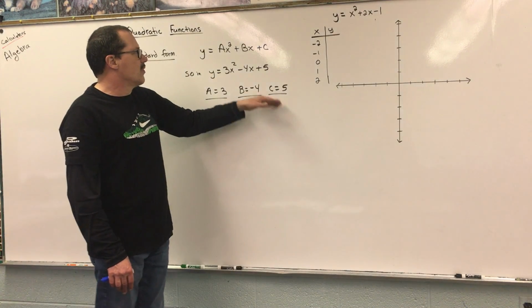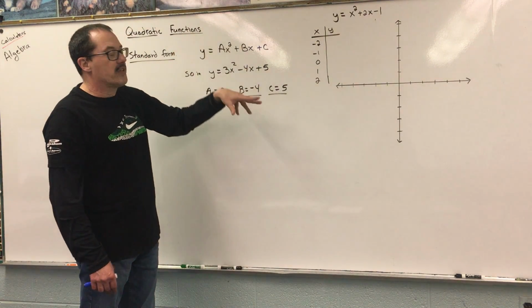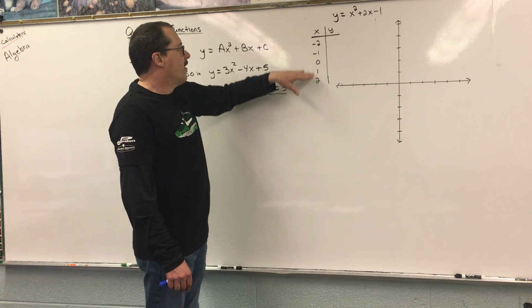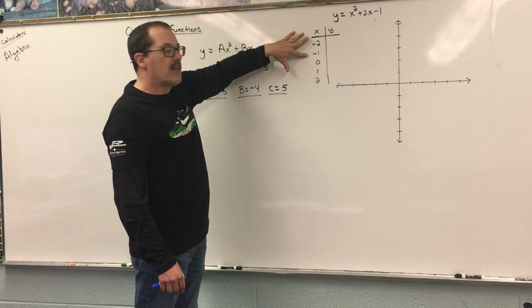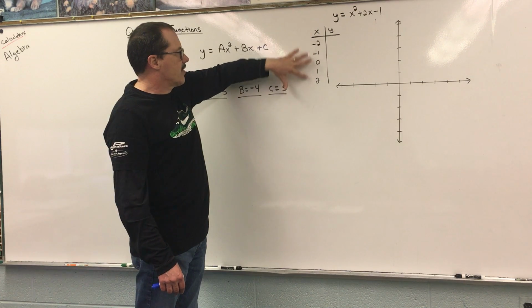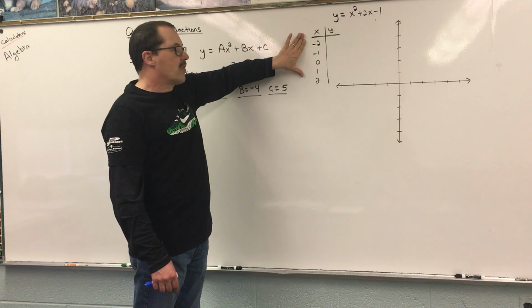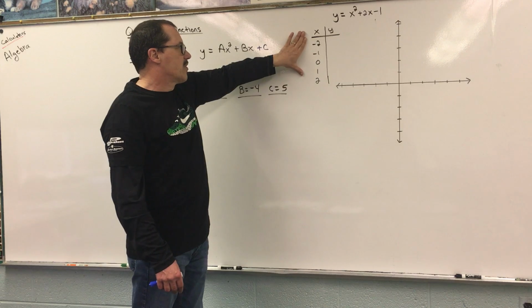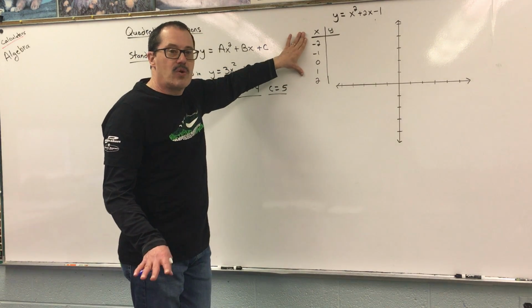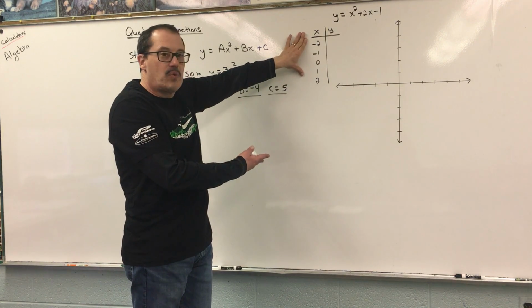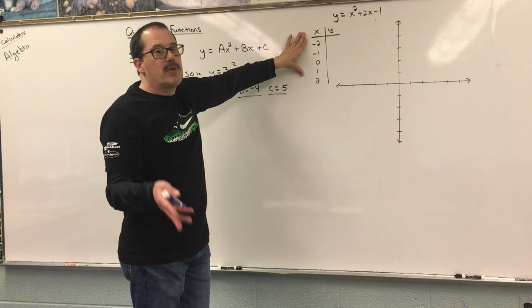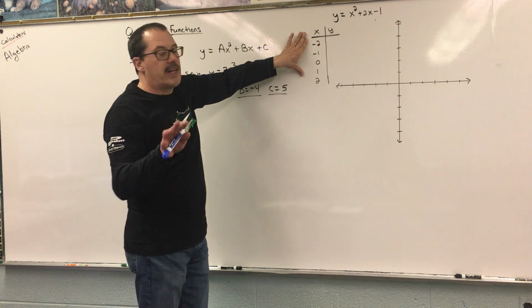The other thing that we're going to do with quadratic functions is graph them. And we're going to graph them by always using negative 2, negative 1, 0, 1, and 2 for the x values. So in the book, when they ask you to graph, this is what I want you to do. If you don't have graph paper, it's okay. Just do it like I'm doing it on the whiteboard. If you do have graph paper, it'll be easier for you. But that is up to you.